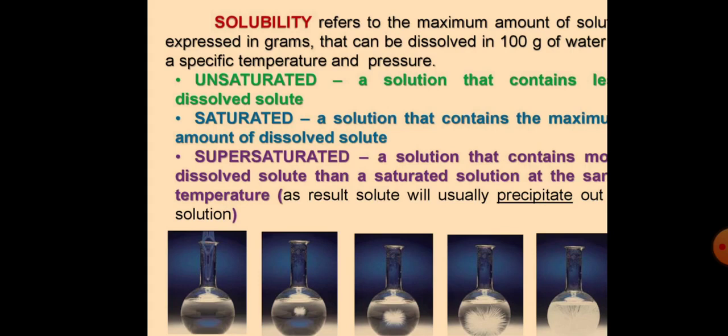Solubility can be defined as the maximum amount of solute, expressed in grams, that can be dissolved in 100 gram of water at a specific temperature and pressure. We call it the solubility of a substance. Solubility can be increased by, for example, stirring it.